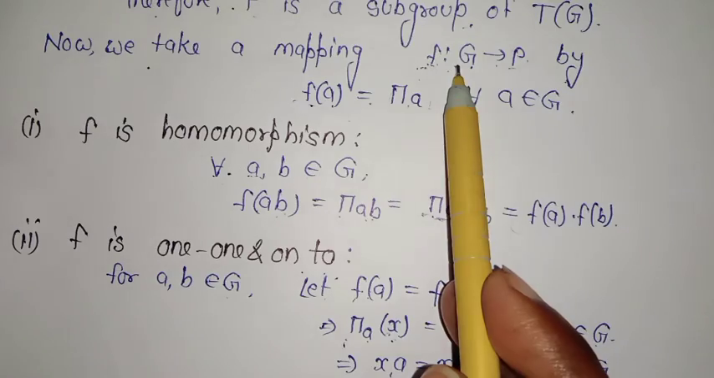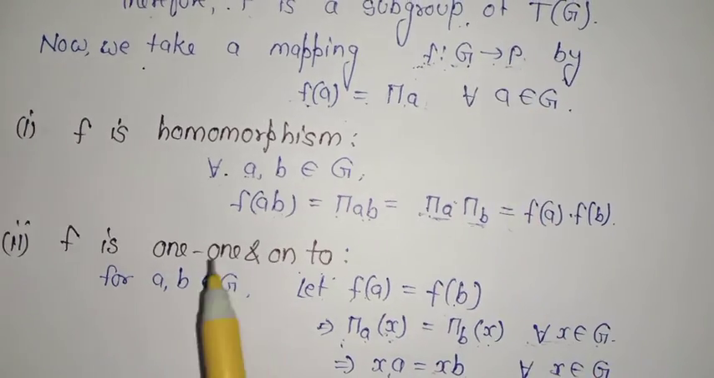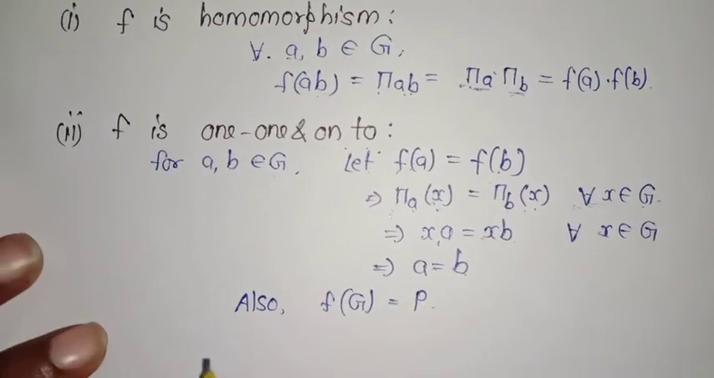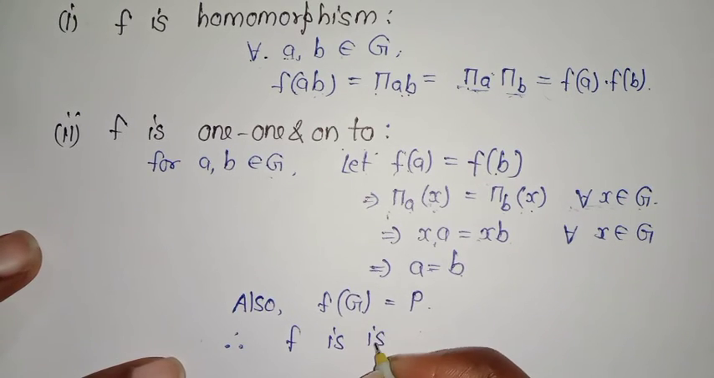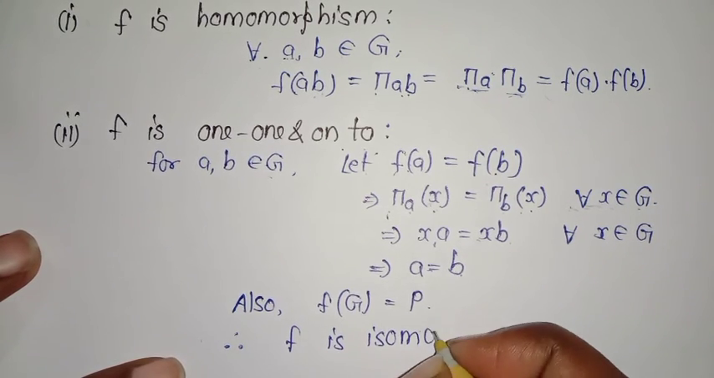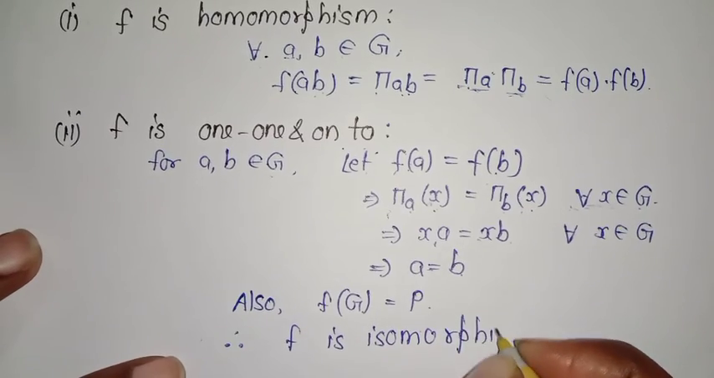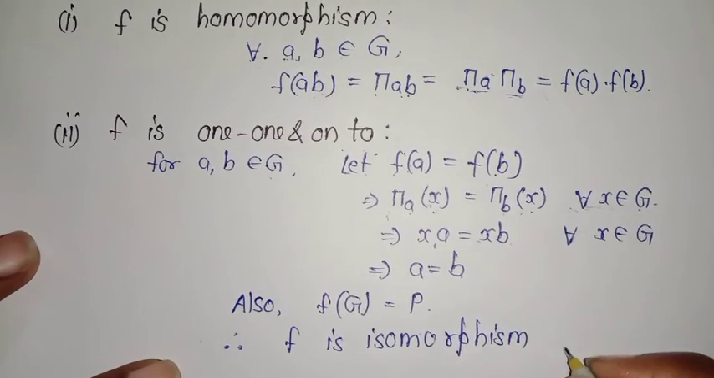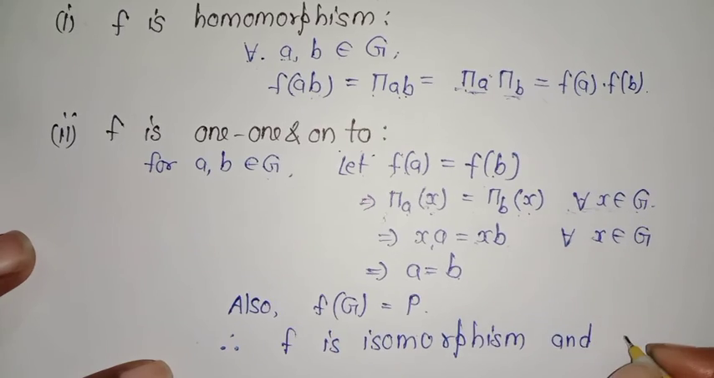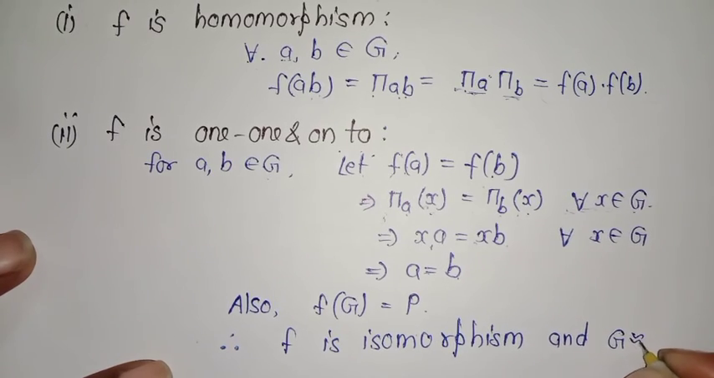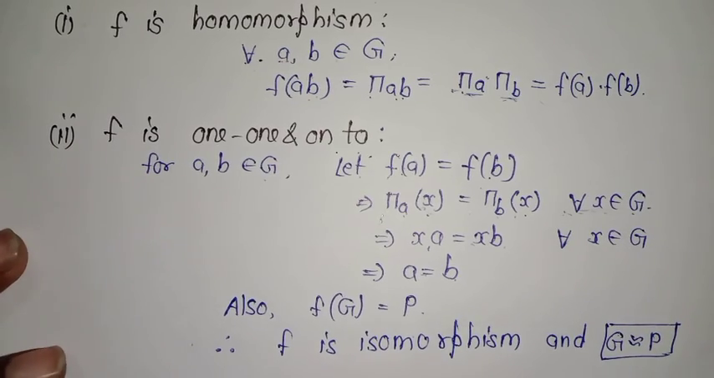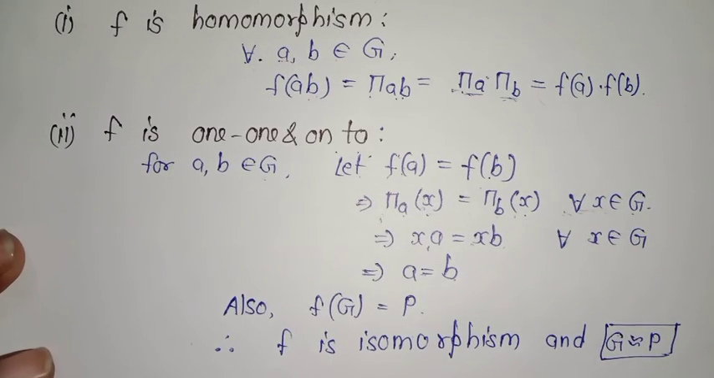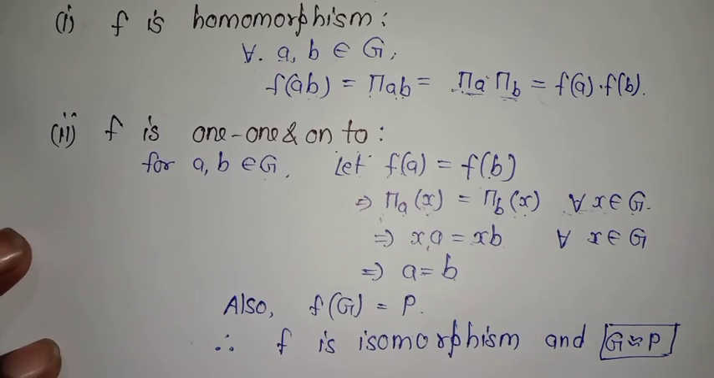So this group G is isomorphic to group P. So we can write, therefore f is an isomorphism and G is isomorphic to P. Or in general, we can say that every group is isomorphic to the subgroup of its transformation group. Hence, the Cayley theorem is proved.